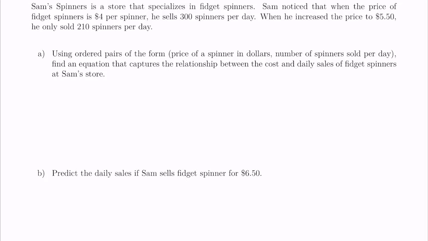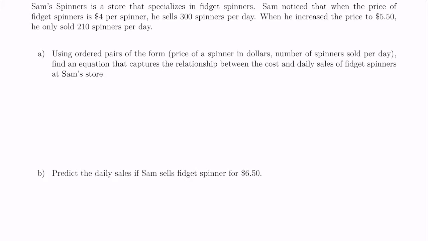Sam Spinners is a store that specializes in fidget spinners. Sam noticed that when the price of a fidget spinner is $4 per spinner, he sells 3,300 spinners per day. When he increased the price to $5.50 per spinner, he only sold 210 spinners per day. In Part A, using ordered pairs of the form price of a spinner in dollars, number of spinners sold per day, find an equation that captures the relationship between the cost and daily sales of fidget spinners at Sam's store.